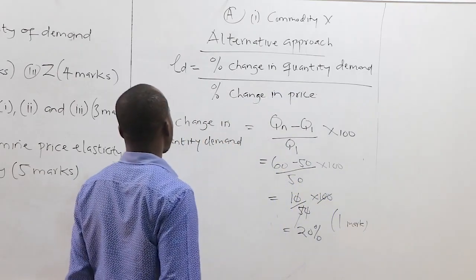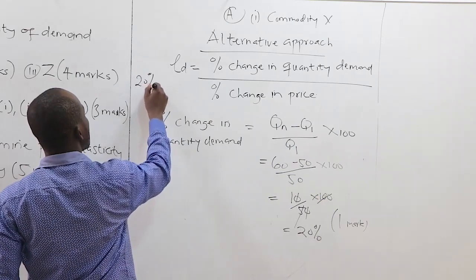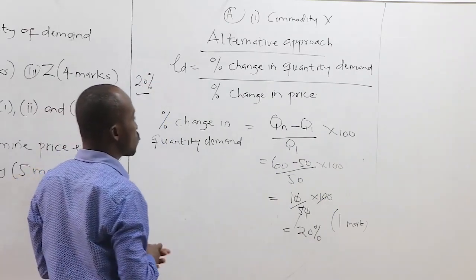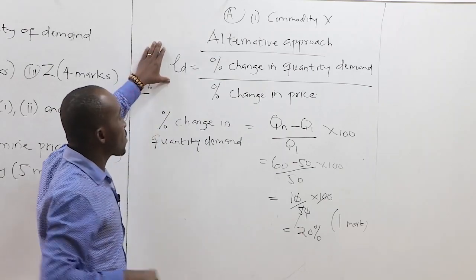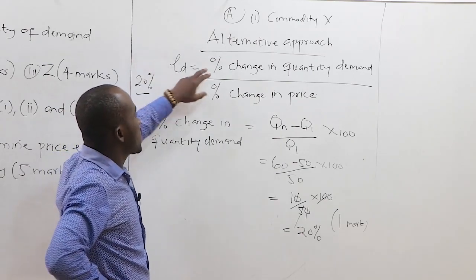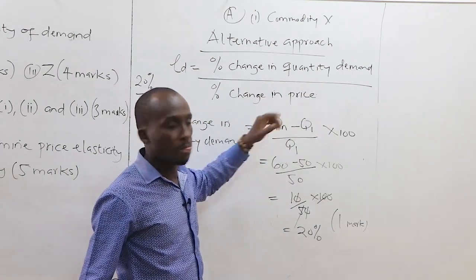So that means the change in quantity demand is what? 20%. So let me take you through. You're going to do that for price too. With this approach, the formula is change in quantity demand divided by change in price.